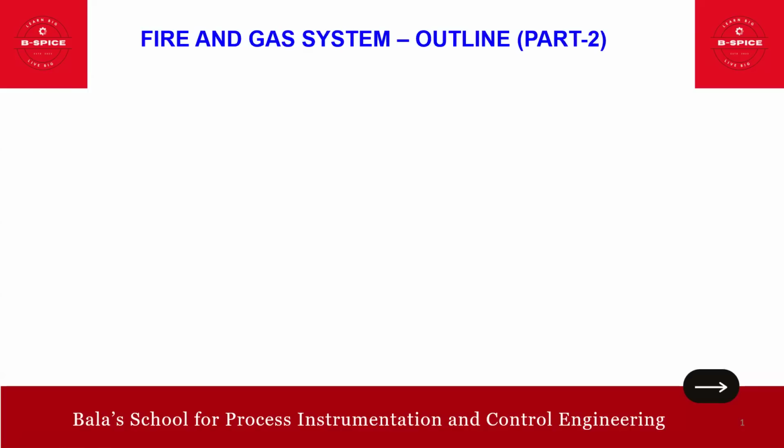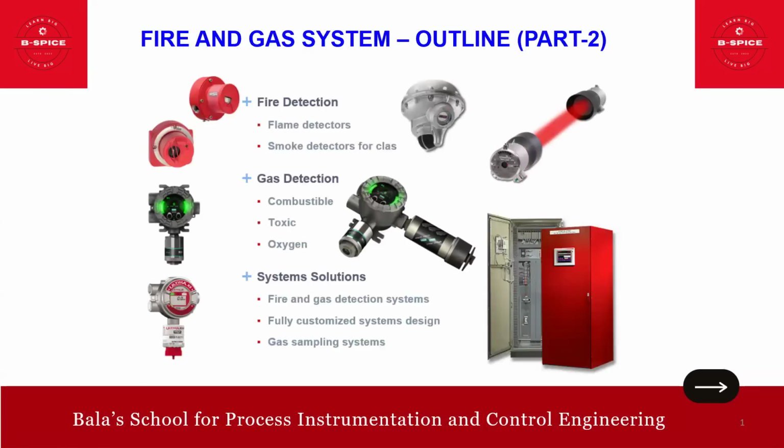Welcome back to B-Spice. In this session, we'll continue with the fire and gas detection system. This will be part 2. If you are a first-time viewer, fire and gas part 1 was already covered yesterday, where we focused on the fire detection system, such as smoke detectors, ionization, photoelectric, and also the flame detectors, ultraviolet, infrared 3, and the heat detectors, rate of rise, fixed temperature, and frangible bulb sprinkler system. All those we covered in part 1.